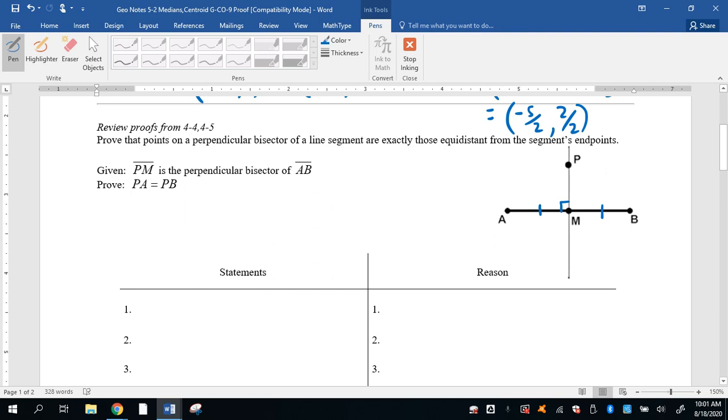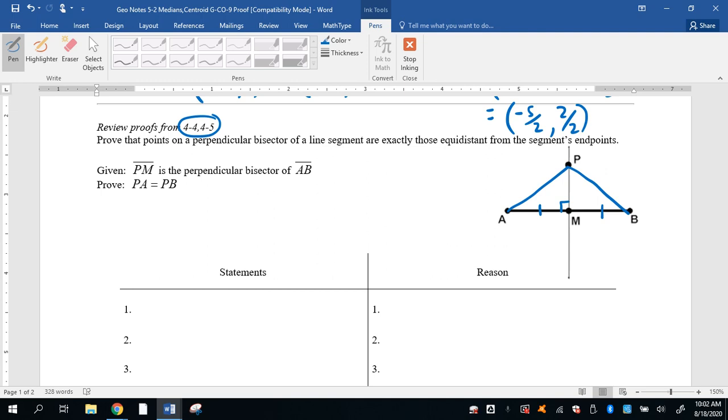And we want to prove that PA's length is the same as PB. So as you see, this is from 4, 4, 4, 5. That is on triangle congruence proofs. So we will have to draw in these two segments. So now we have two triangles to show. We're going to show that they are congruent to each other. And then by CPCTC, corresponding parts of congruent triangles are congruent, then we know that line segment PA is congruent to line segment PB.